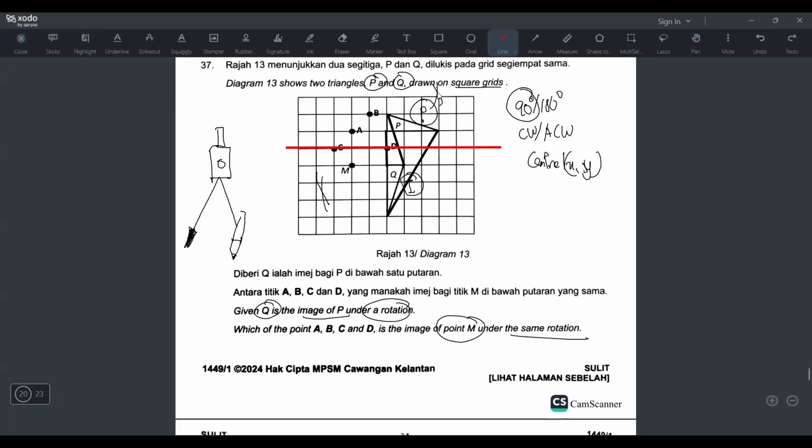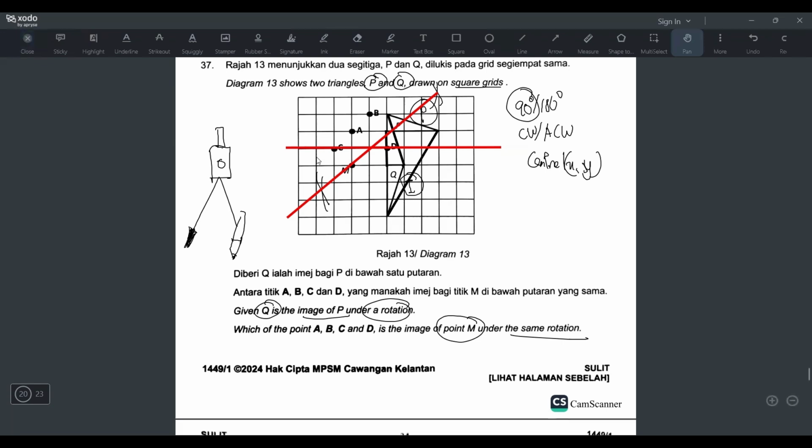And then lepas tu you join dua-dua point ni, right? And bila you join, you will get something like this lah, lebih kurang like this, right? But this one is like I just demonstrate for you lah. Make sure apa dekat exam nanti you kena buat betul-betul guna compass punya.